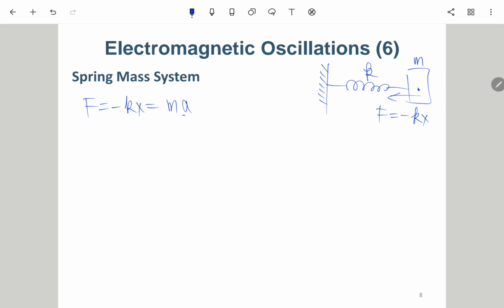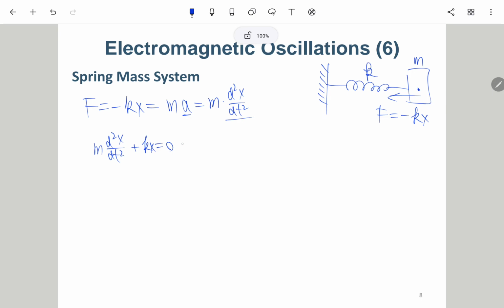But we don't try to leave it as ma. We try to make it so that the acceleration is the second derivative of the displacement. So this is actually m times d2x dt2, since the second derivative of the displacement is the acceleration. Making it like this, we can do more things. So here we have m d2x dt2 plus kx equals 0.